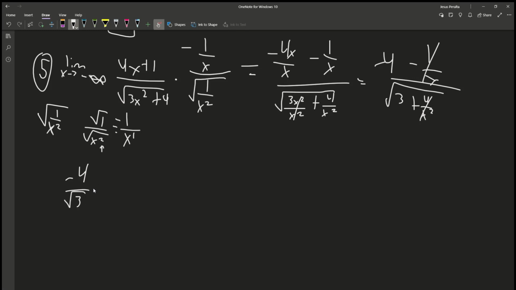But we don't want a square root in the denominator, and we never want that. So we multiply top and bottom by the square root of 3, and we get negative 4 times the square root of 3, over 3, which is our answer.